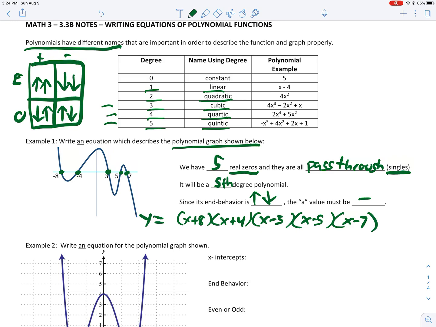Now, usually you would try to figure out what a is, but there's not enough information. I did not give you another point. The best I can do is say that it's negative because I know the end behavior. It's negative something. I don't know what that something is. That's why the sentence says write an equation. So if you were to sketch this on Desmos, it would have these x-intercepts. It might not be perfectly the same, but it would look very similar to this. It would have end behavior high to low and have these same x-intercepts.